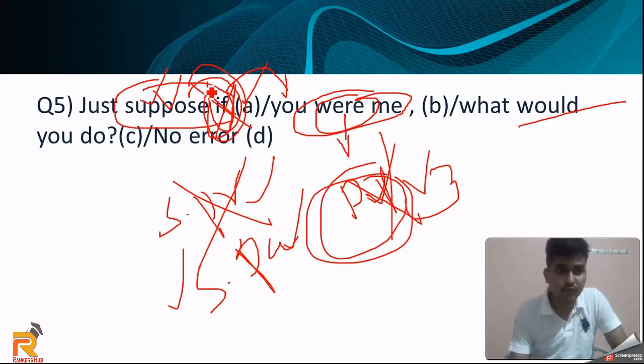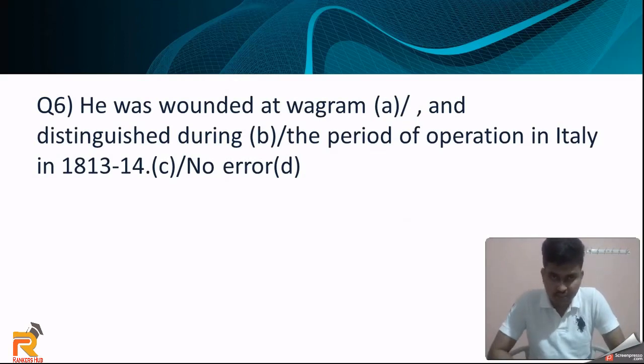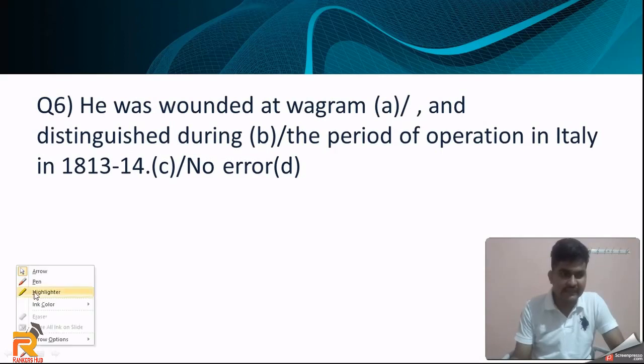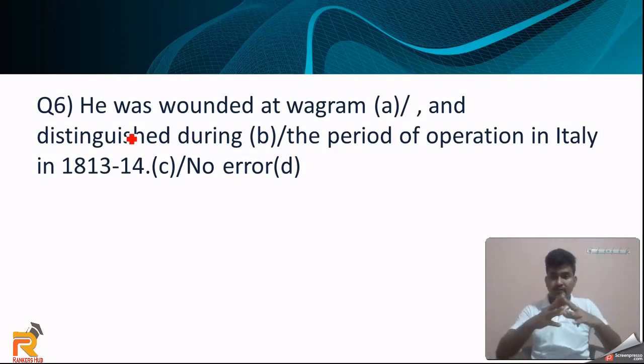Okay guys, let us move to question number 6 now. Question number 6 says he was wounded at Wagram. Try to answer this question, guys. First check it now. Okay, he was wounded at Wagram and distinguished during the period of operation in Italy in 1813 and 14. That is it, right? 1813 to 14. Alright, what's wrong in this sentence, guys? These were all previous year questions.